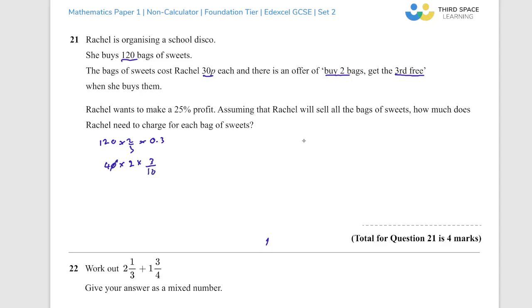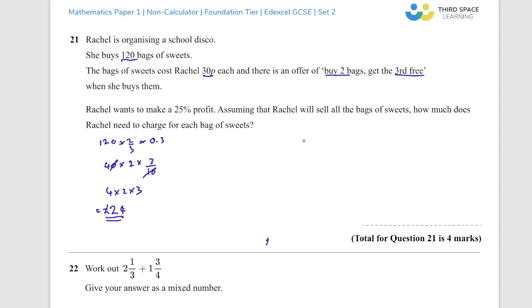And again, I'm going to take some shortcuts here. So I'm going to do 4 times by 2 times by 3. So that's going to be 6 times 4. £24 is what she spends on the sweets. Right, if she wants to make a 25% profit, let me just sort out in my head. So all the bags of sweets, how much does she need to sell each bag of sweets for?